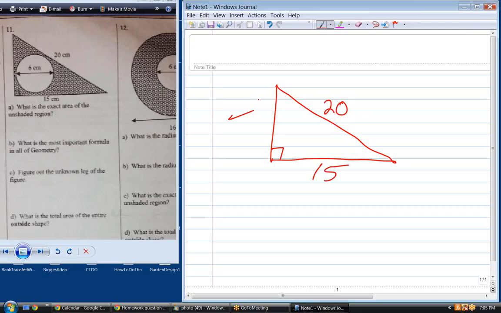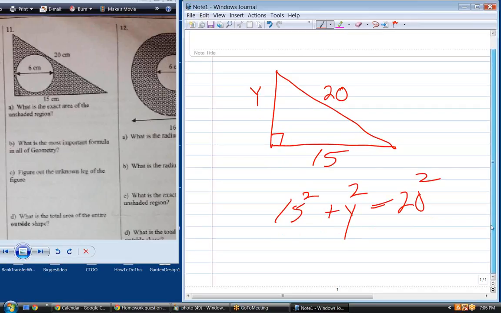What is this side right here? We'll call it y. Do you know how to figure it out? Okay, so you do 15 squared plus y squared equals 20 squared. Good. Okay. Now what? Okay, hold on 1 second. Yeah, you should probably have your calculator handy.